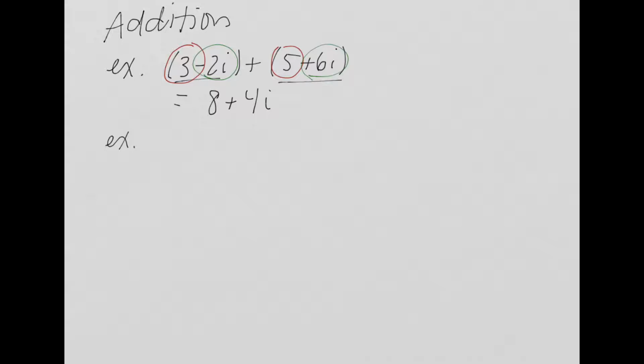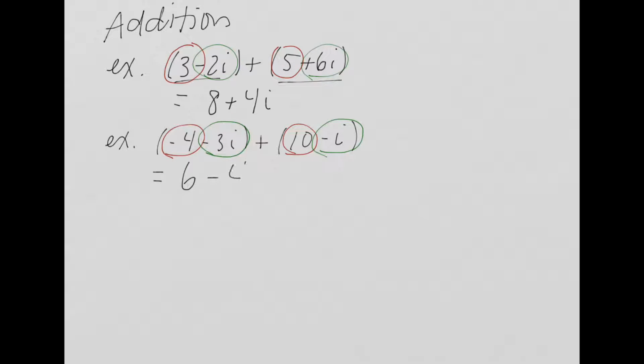Let's do one more of these. How about negative 4 minus 3i plus 10 minus i. Again, with complex numbers, I'm going to add my real parts. Negative 4 plus 10 is a 6. Then I'm going to add my imaginary parts. Negative 3 minus one more of them gives me negative 4i. So that's addition. Addition is just adding your real parts, adding your complex parts, and writing them down.